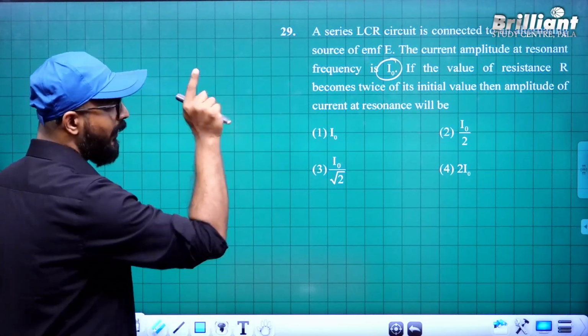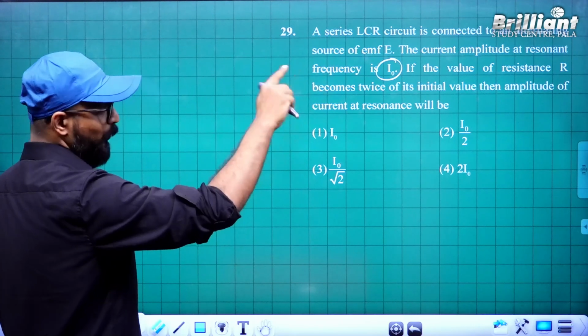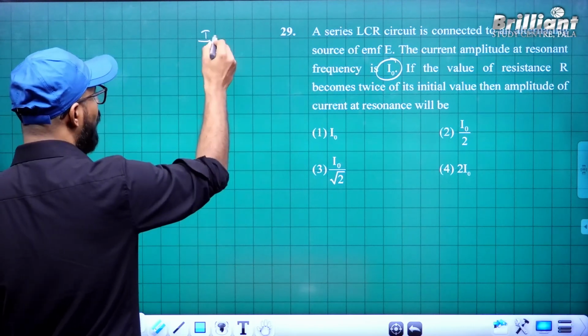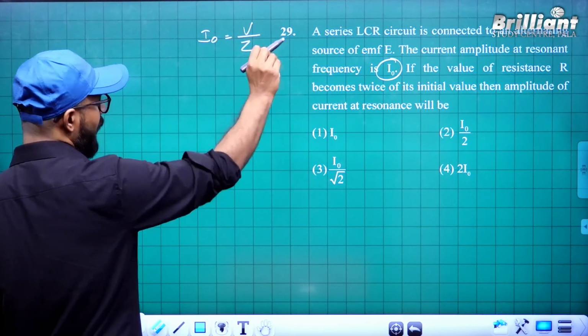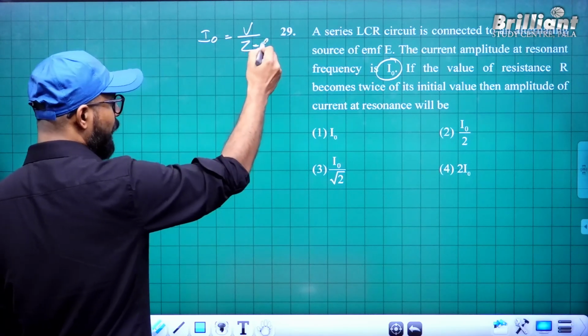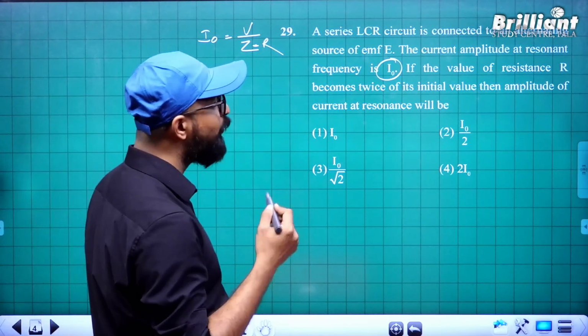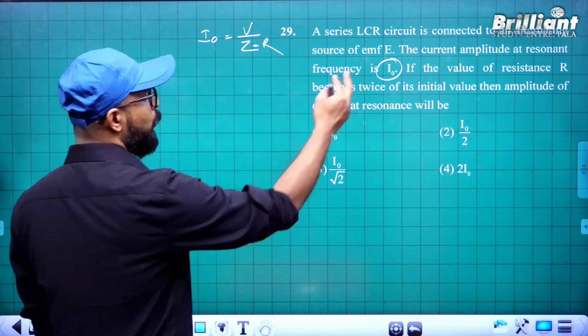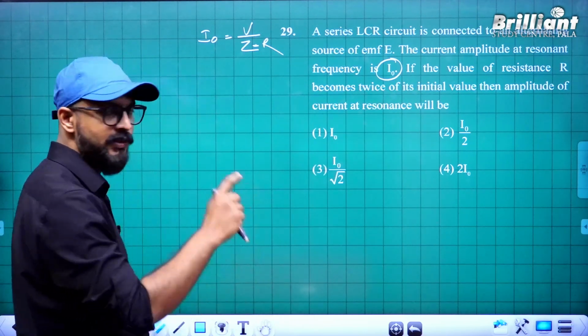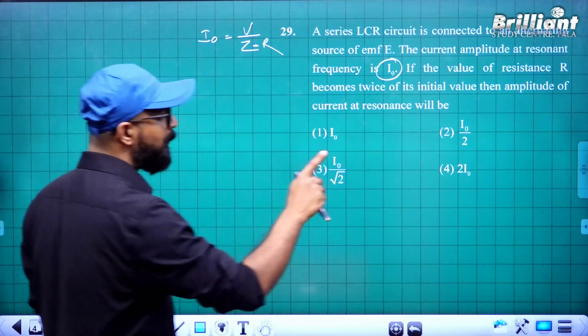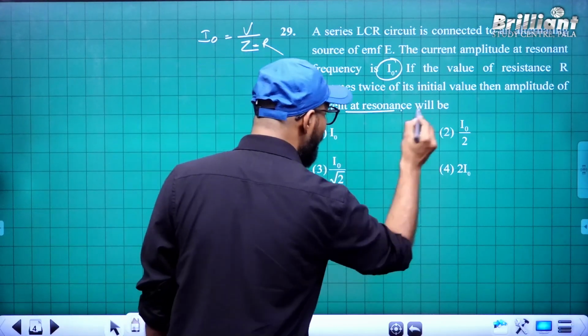We know if current amplitude at resonance is written over there, I0 is equal to V0 divided by Z, where Z is equal to R. If the value of the resistance R becomes twice its initial value, then what is the amplitude of the current at resonance again?